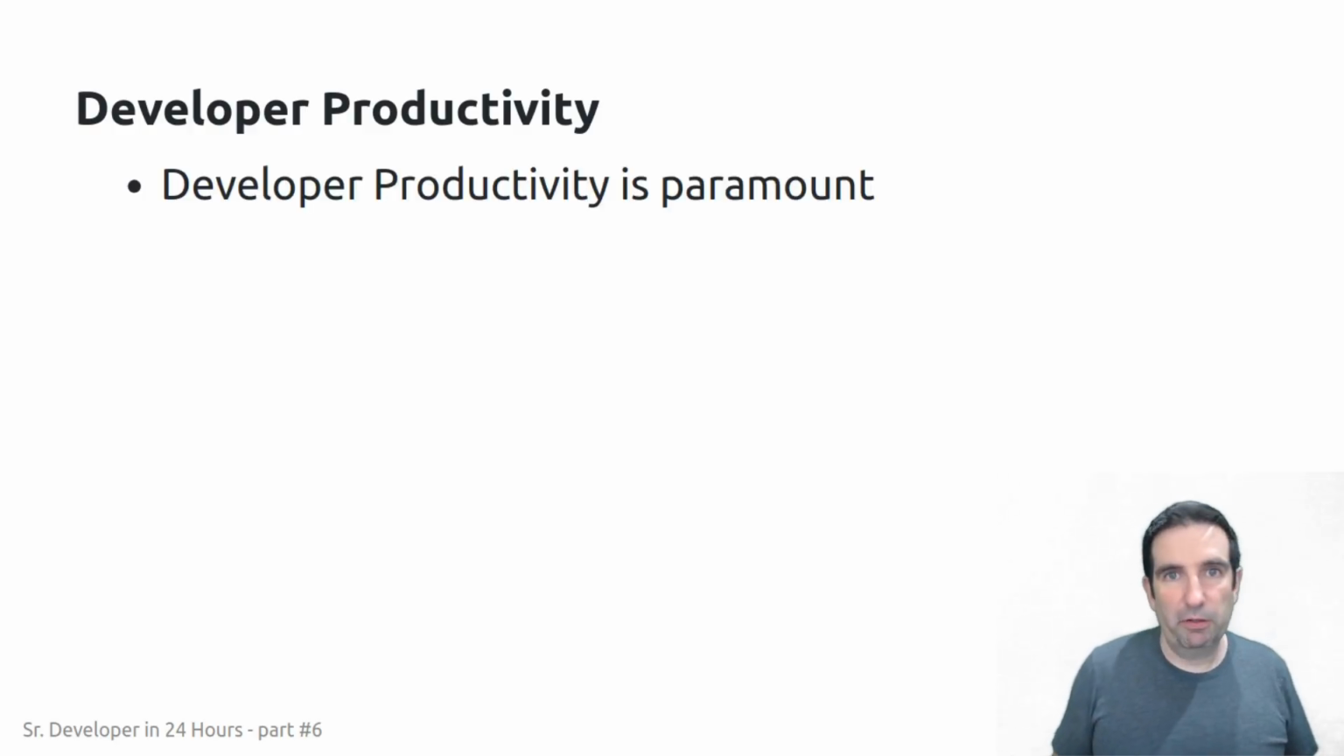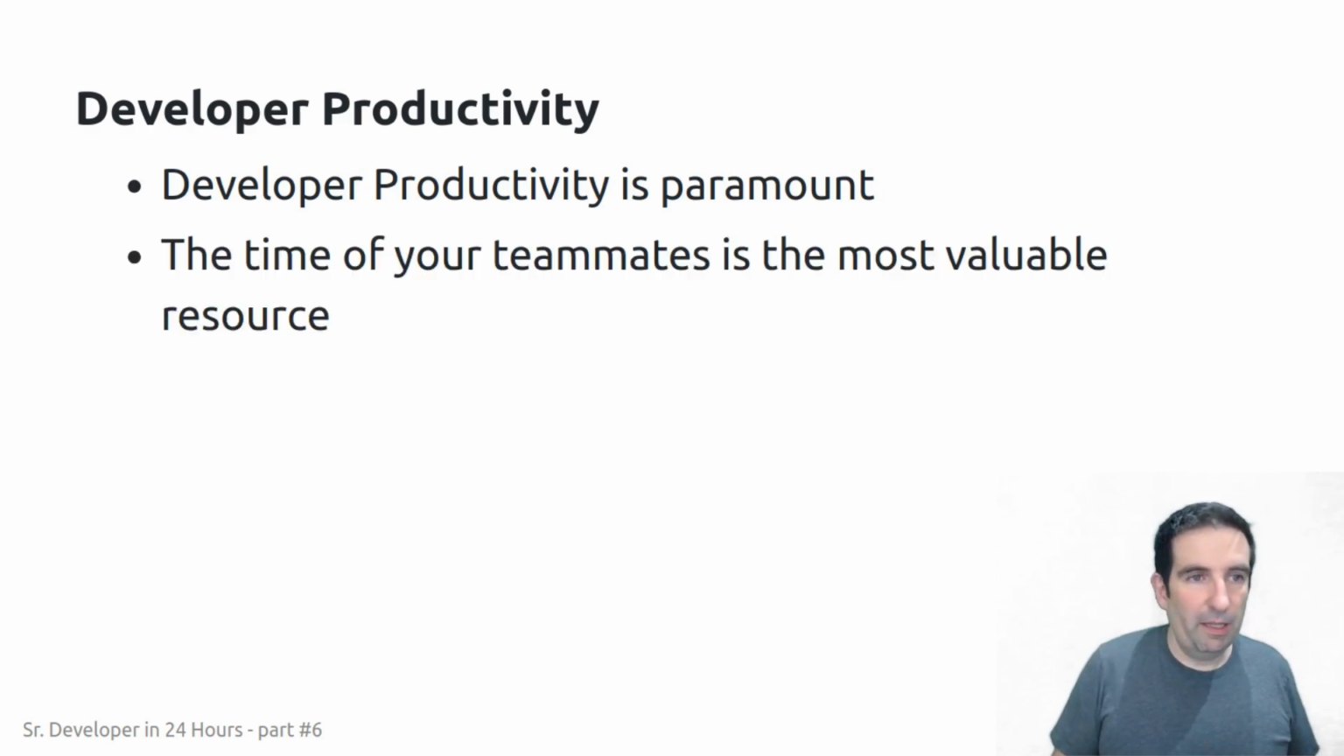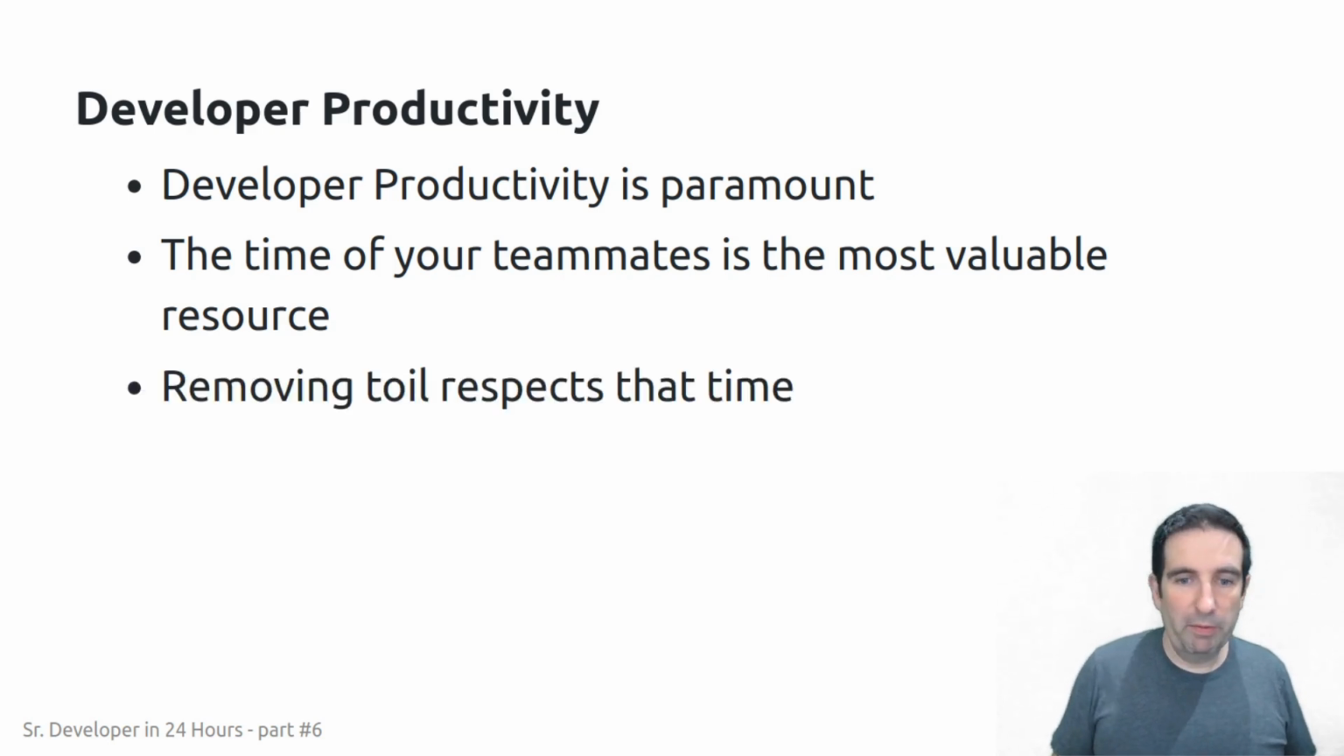The truth is that developer productivity is paramount in any organization. The time of your teammates and also your own time is most likely the most valuable resource in your organization. And removing toil respects that time. And just for the definition here, toil is basically any operation that has to be done manually over and over again and provides no enduring value. And building your application, if you have to do it manually, it doesn't really provide you any enduring value. But if we spend the time to automate it, that is going to provide enduring value, because then other people are going to be able to leverage what you have built, and they're going to be able to reproduce it a lot quicker.